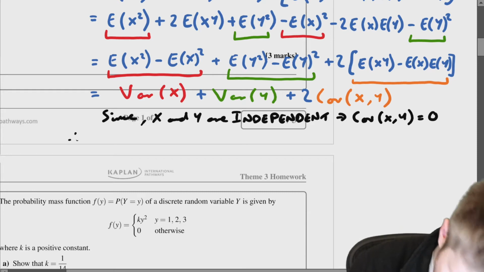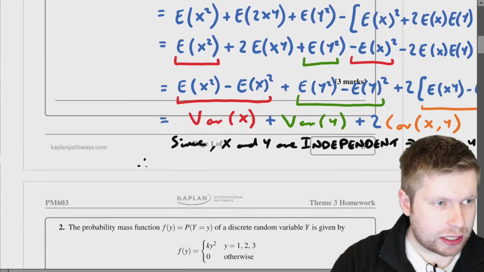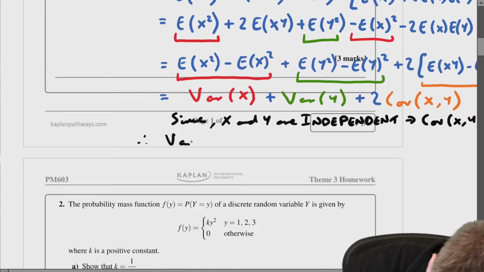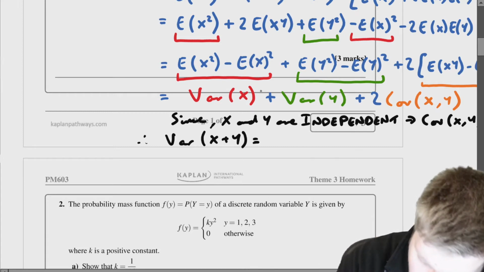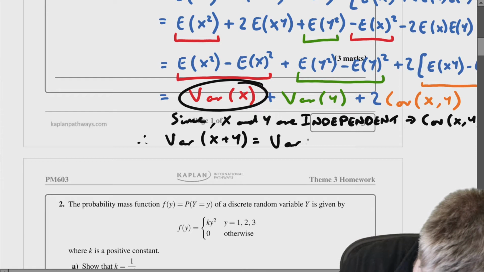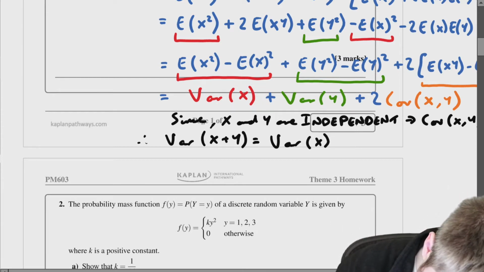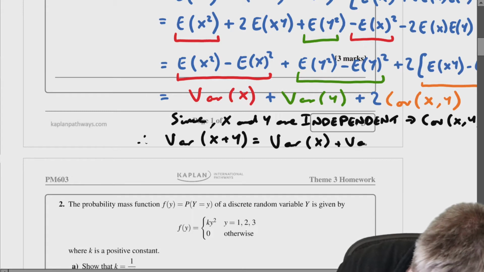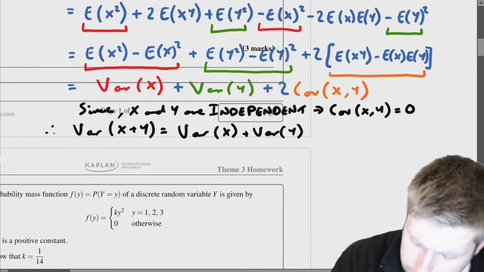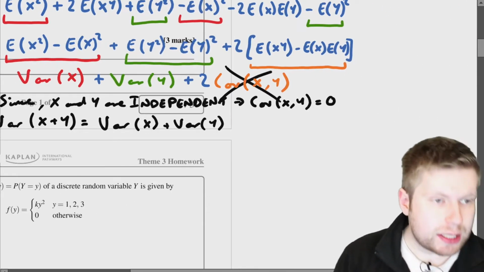Therefore, what we're left with is the variance of x plus y, which is where we started. That should be equal to the variance of x plus the variance of y. And of course, because they're independent, that covariance term just disappears.